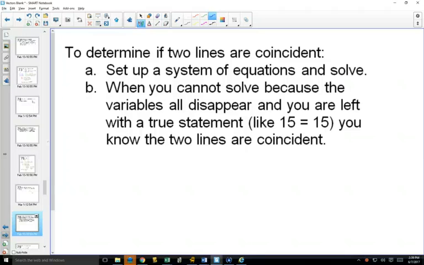Again, what I've set up here is sort of like a system that you can start the same way with all 3. Because often you don't know which system you have, if they're concurrent lines, coincident lines, or just parallel lines that don't intersect. So if you set up your system of equations, and this one, when you try to solve it, you get something that's always true, 15 is equal to 15, that would tell you those lines are the same.